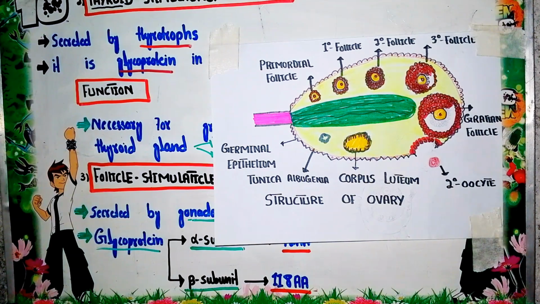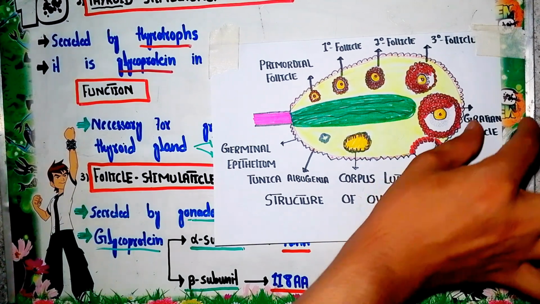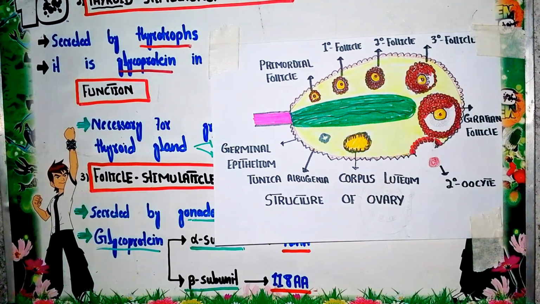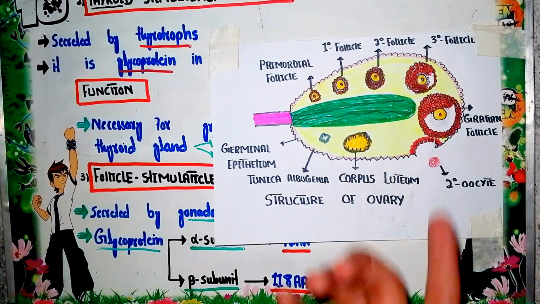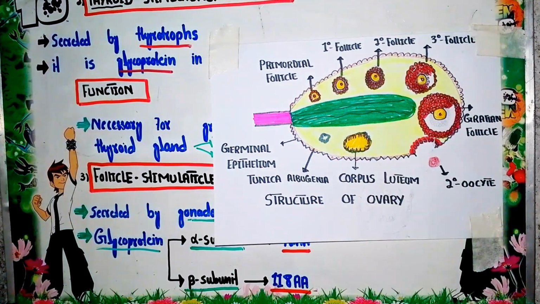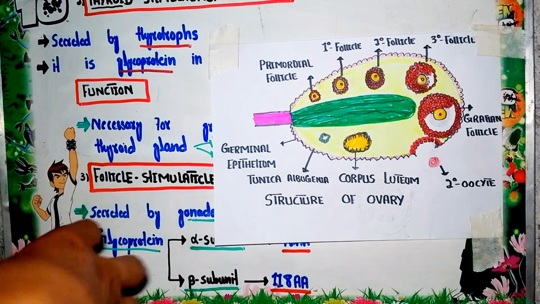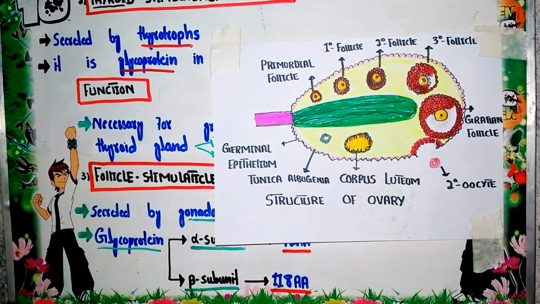Now in this mature follicle, it will be formed by the follicle stimulating hormone. Now this growing follicle will contain the cells that we call theca interna cells. Now this theca interna cell is basically responsible for the secretion of the female sex hormone that is called estrogens. So these are the functions of the follicle stimulating hormone in the female.